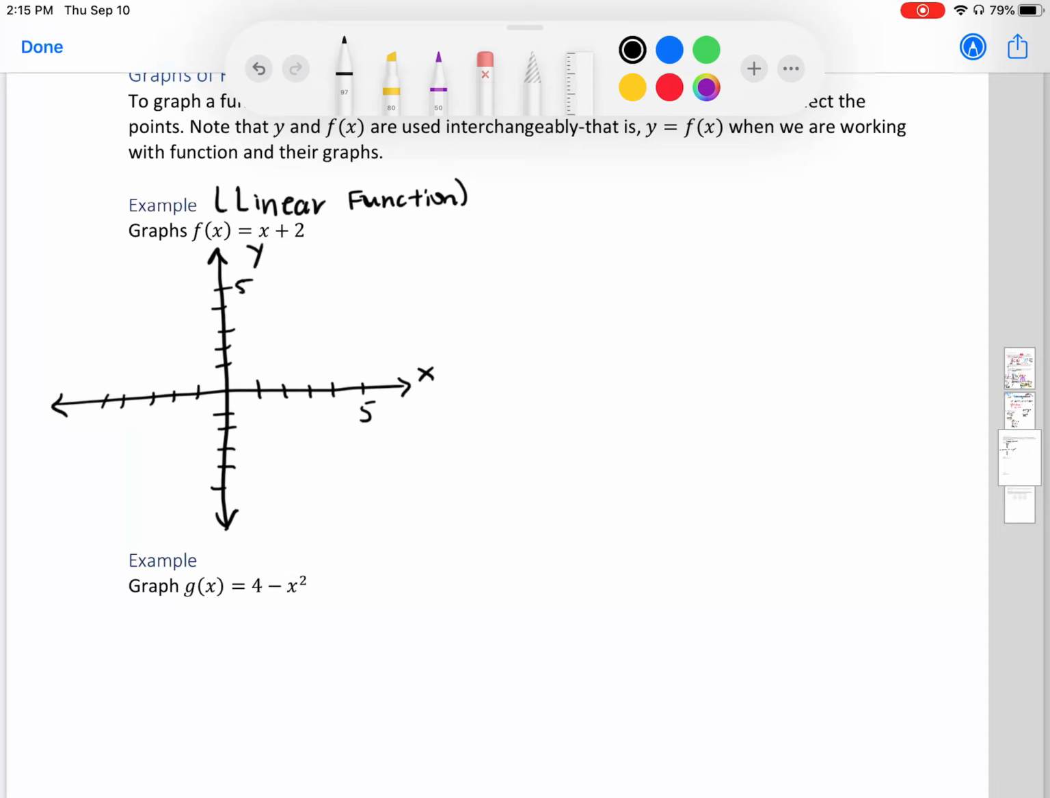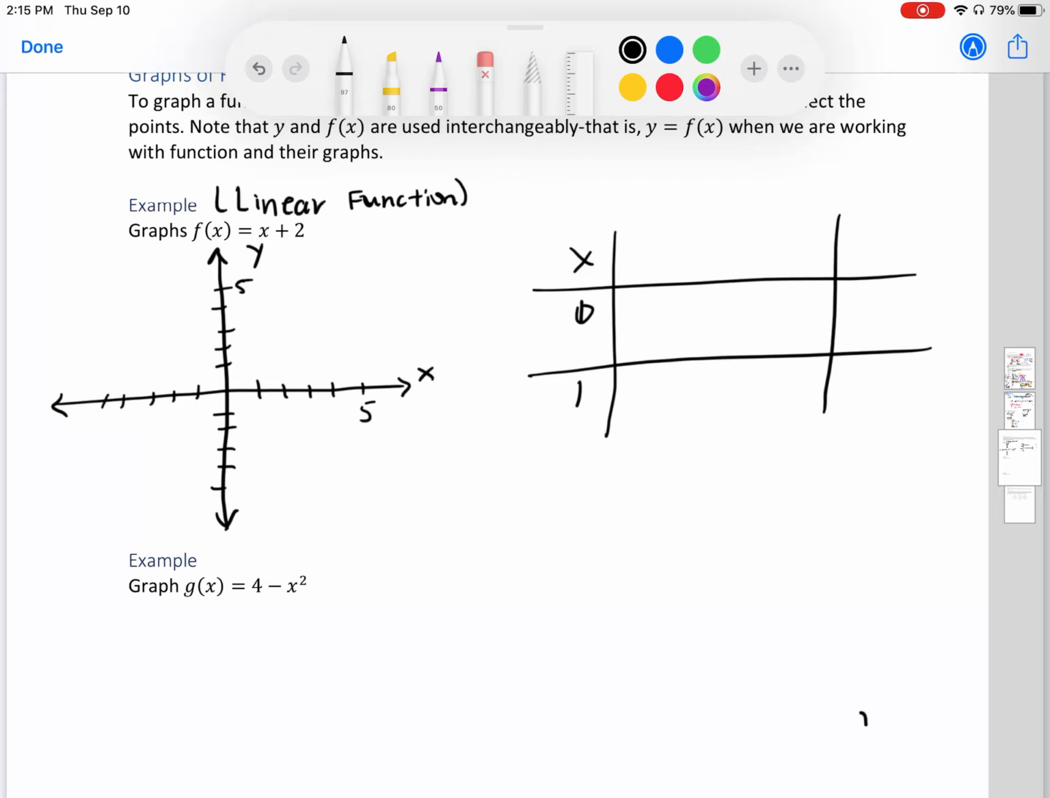Okay, so let's pick some points for x. We only need 2, so let's pick maybe 0 and 1. If we let x be 0, we have 0 plus 2, we get 2. So I have the point (0, 2). If we plug in a 1, we're left with 1 plus 2, we get 3. (1, 3). So we have (0, 2) and (1, 3).